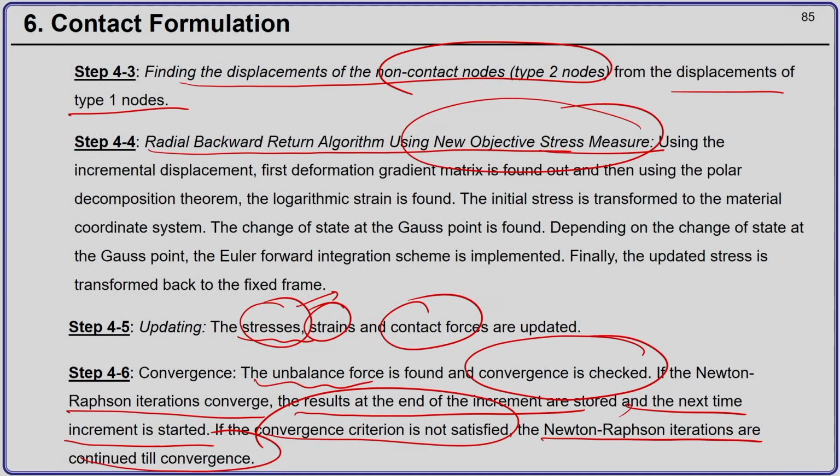So, here if your Newton-Raphson method is found to be diverging, then we use what is called the line search method. Here we use the radial backward return algorithm for integrating the incremental stress strain relation.